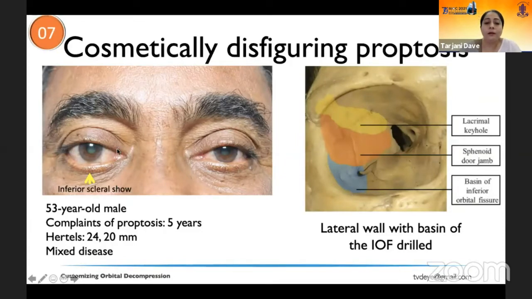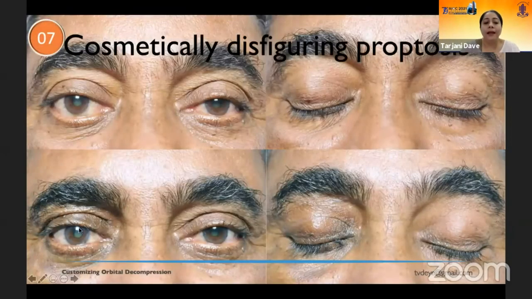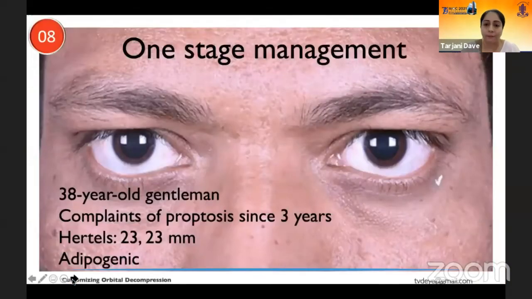Now, another situation is something like this, where you have minimal proptosis, not too much of a difference, 3 millimeters of relative proptosis, but you have an inferior scleral show as well, which is bothersome for these patients. And in these typical situations, what I tend to do is I drill more towards the basin of the inferior orbital fissure and create some space there for the eye to move slightly inferiorly, while you're also addressing the lower eyelid retractors to bring the eyelid up and hence sort of tend to take care of that inferior scleral show as you see in the post-operative example over here.